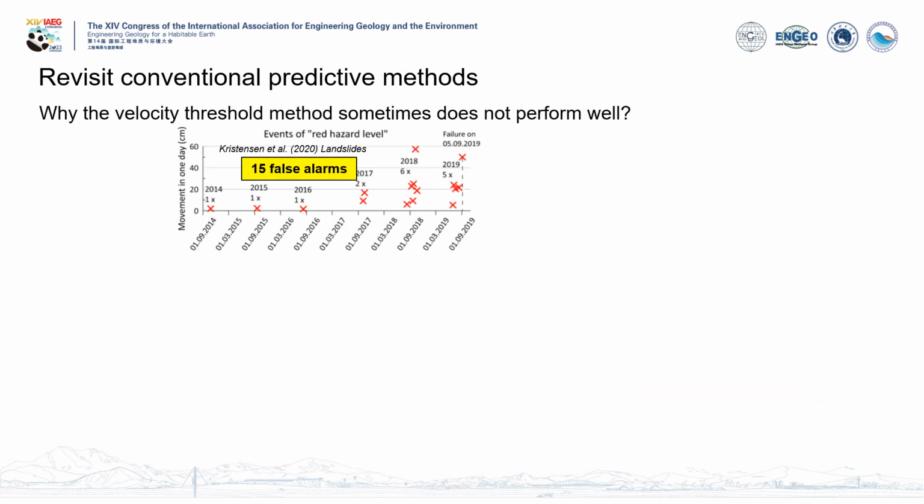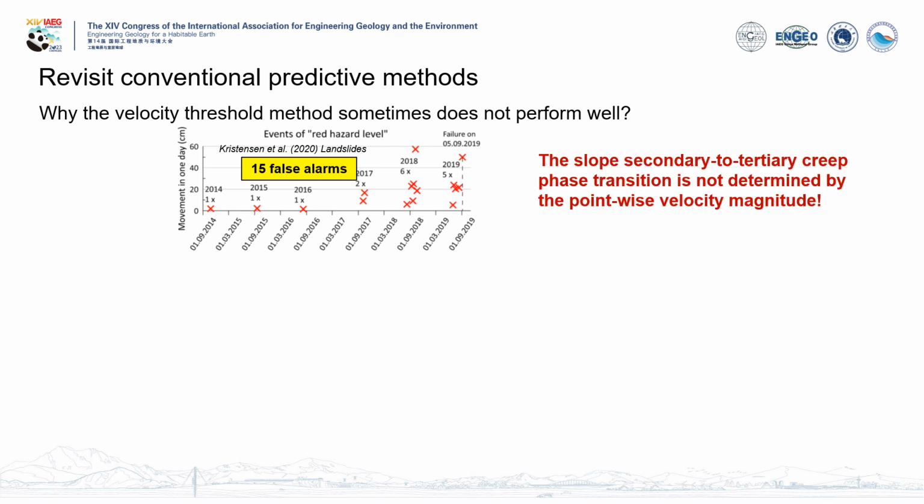Now let's revisit the conventional methods. Why does the velocity threshold method not perform well? The reason is that the creep to crisis transition of a landslide is not determined by the point-wise velocity magnitude, but it should be determined by the full velocity distribution and its evolution. That explains why so many false alarms could be released by this conventional velocity threshold method.